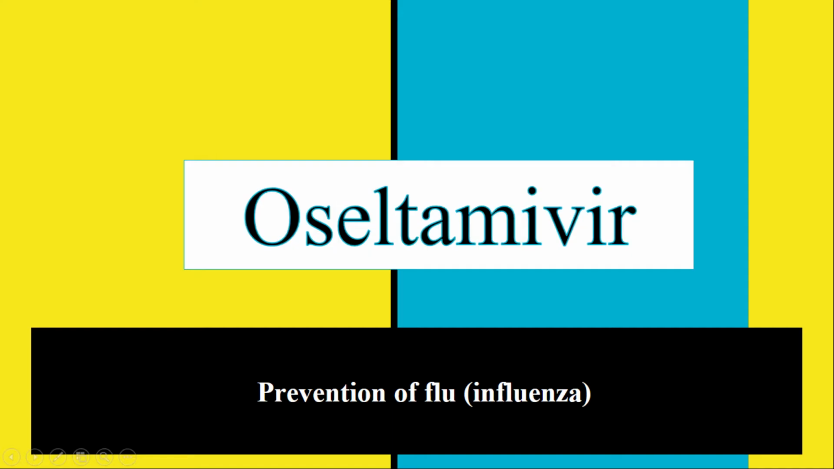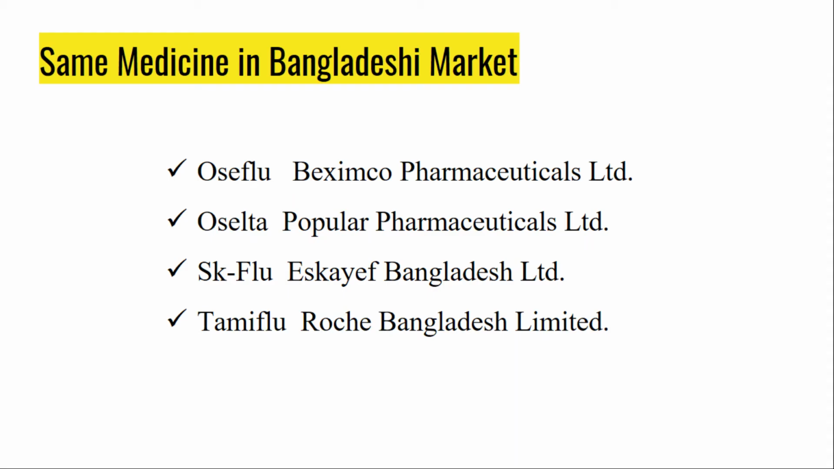Oseltamivir. Generic name of this medicine. It is used for respiratory viral infections or influenza. There are 4 companies in Bangladesh producing this medicine in different trade names.